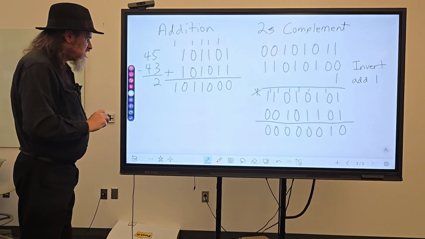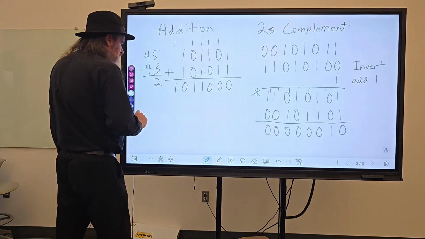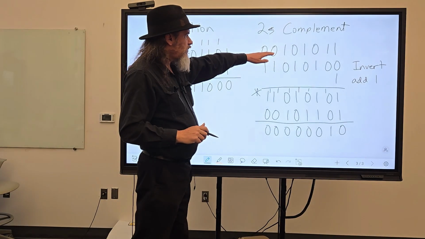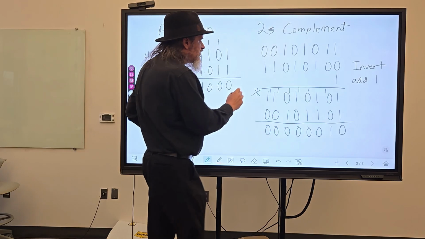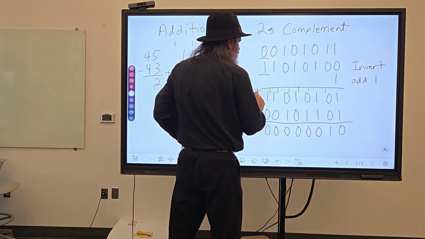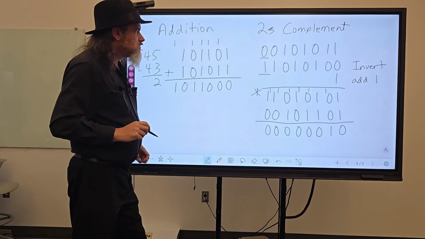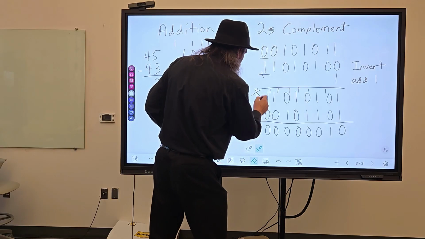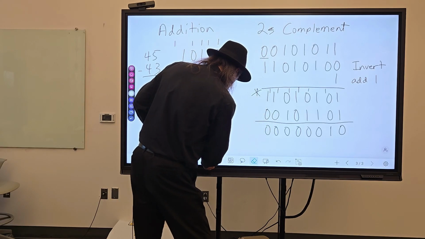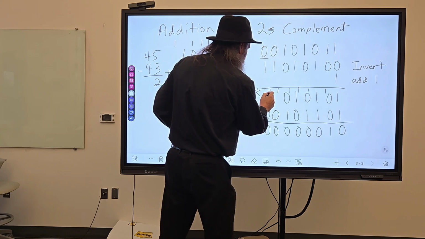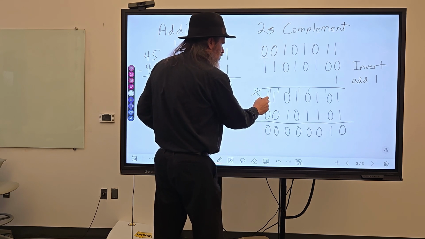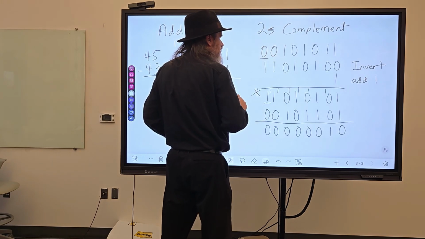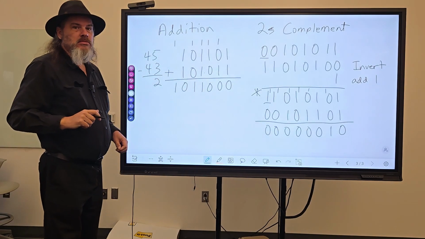So when you see a number that has leading zeros, you know it is a positive number, because this indicates, I should say, this indicates a negative number. The leading 1 indicates a negative number, and the leading 0 indicates a positive number.